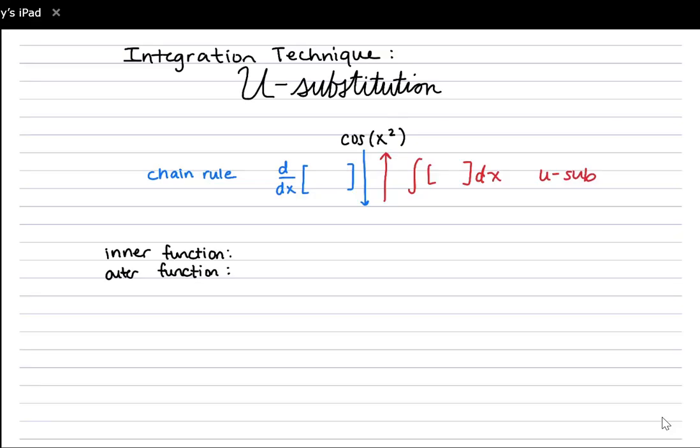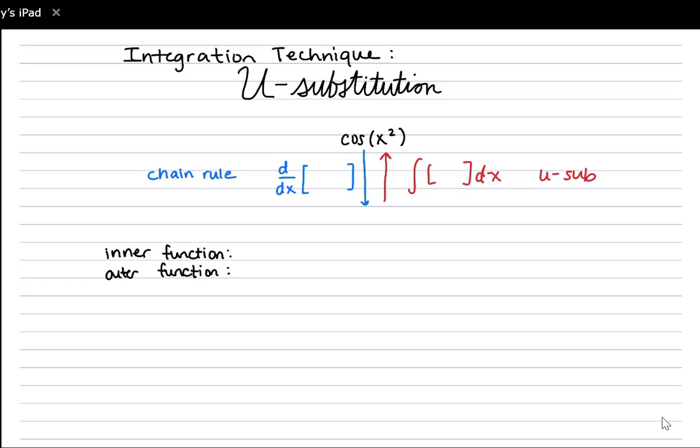Hi Calc 2 students. Today we're going to be covering our first basic integration technique outside of our standard integration identities, called U substitution. To understand what U substitution is, I think it's helpful if we go back to the derivative.